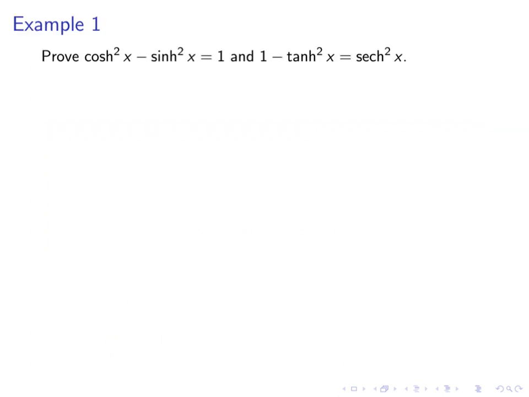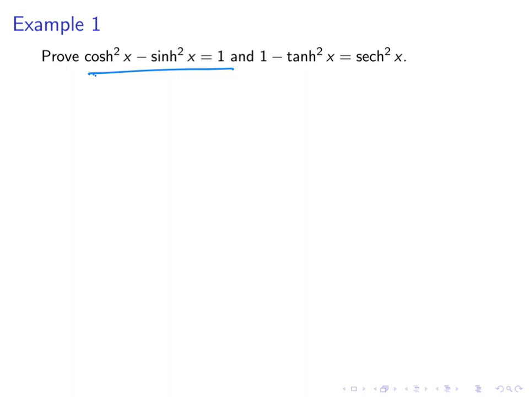Okay. Let's do a little example here. Let's prove the Pythagorean identities. Okay? So, we'll do this one first, because the second one is actually straightforward if you know the first one's true. So for this one, just use the formulas, right?